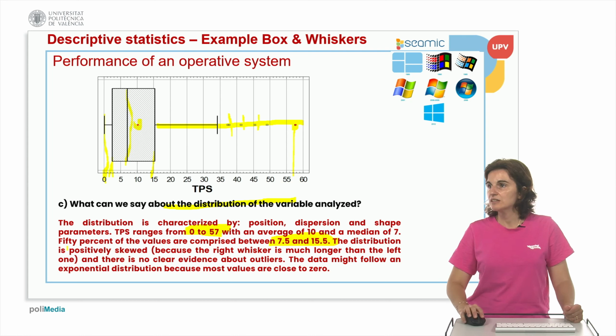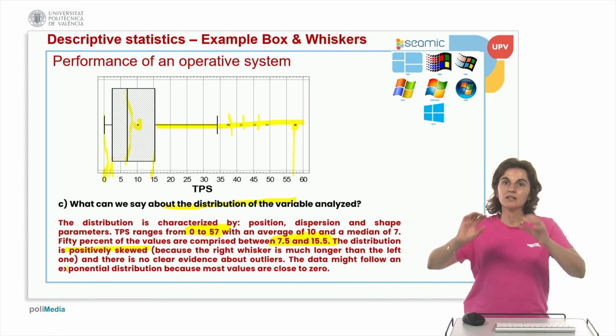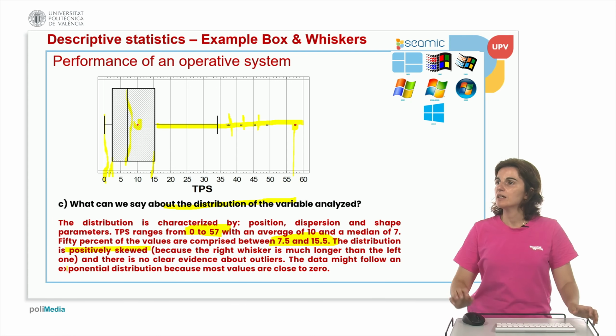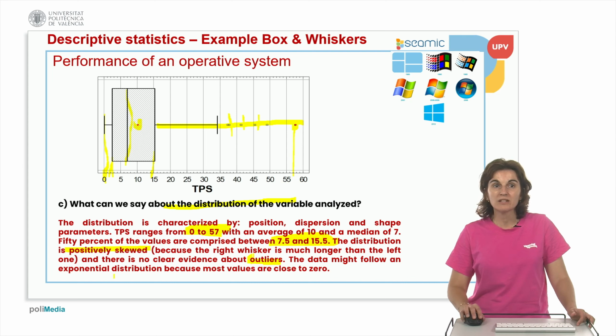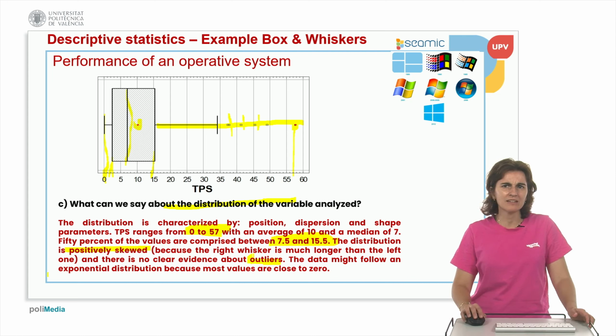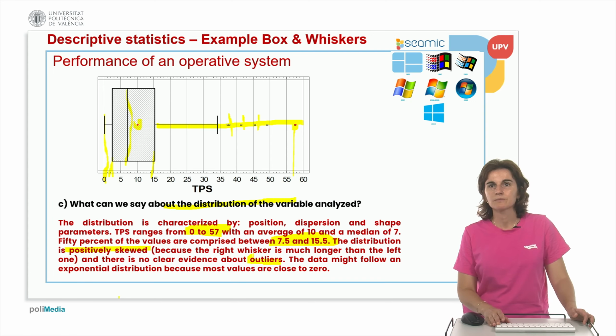Of course, the distribution is positively skewed because we see this difference in the length of the right whisker, and of course we have some outliers. So this is what we see in the chart. By the way, the data may follow an exponential distribution. This is something we will explain later, but it's a bit advanced comment, some critical ideas. So for the moment, we won't try to write this type of sentences.